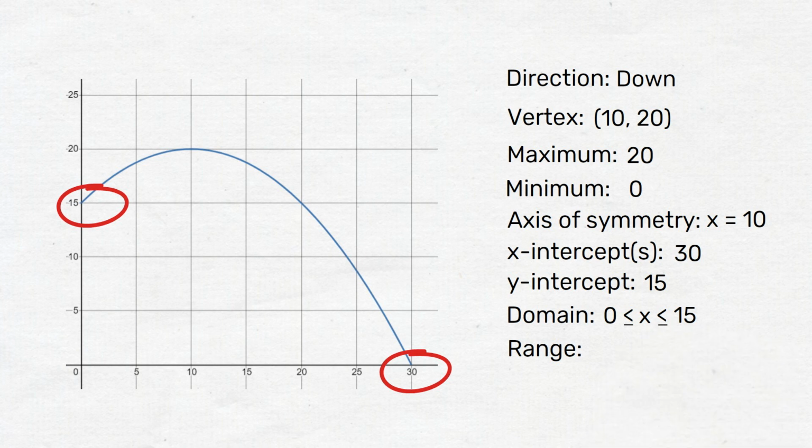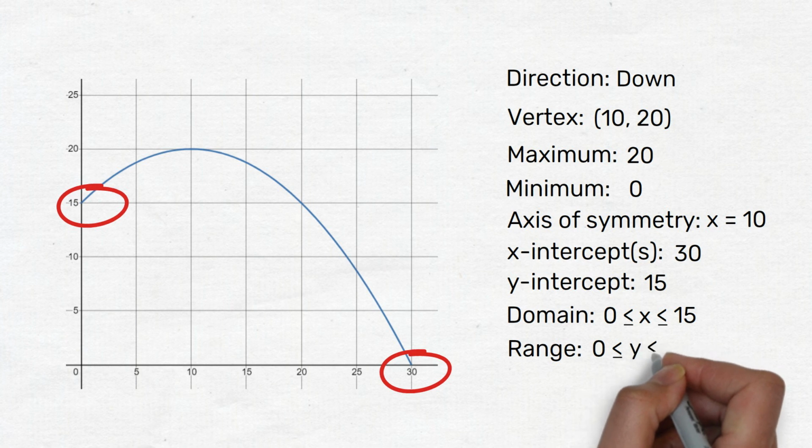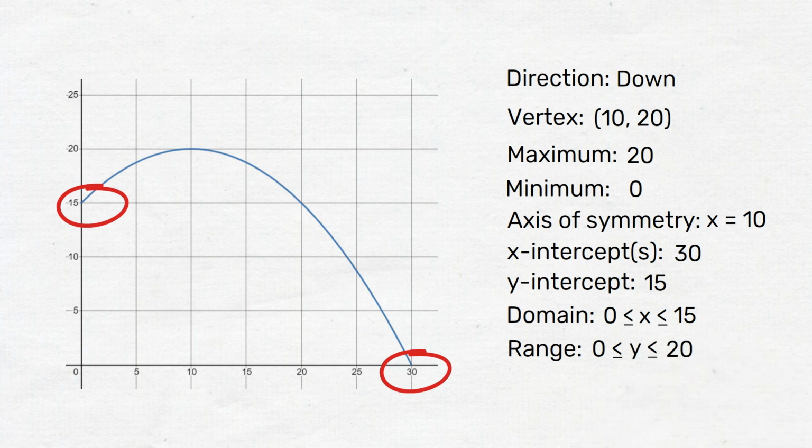Our range is going to follow a pretty similar pattern. Our lowest y value is 0, our highest is 20, and so we're always between those two numbers. So we'd say that 0 is less than or equal to y, which is less than or equal to 20.